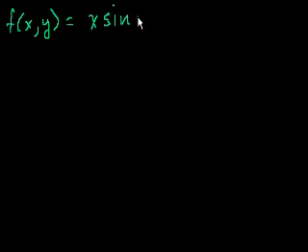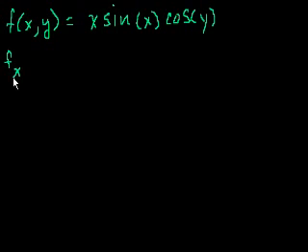Let's do some that might confuse you, just so you see how to do them. Let's say that f of x, y, and I'm confining it to 3 dimensions, although we can do it in more. Actually, maybe I'll do it in more dimensions now. We're not going to try to visualize it. Let's say it's x sine of x cosine of y. So let's take the partial of f with respect to x.